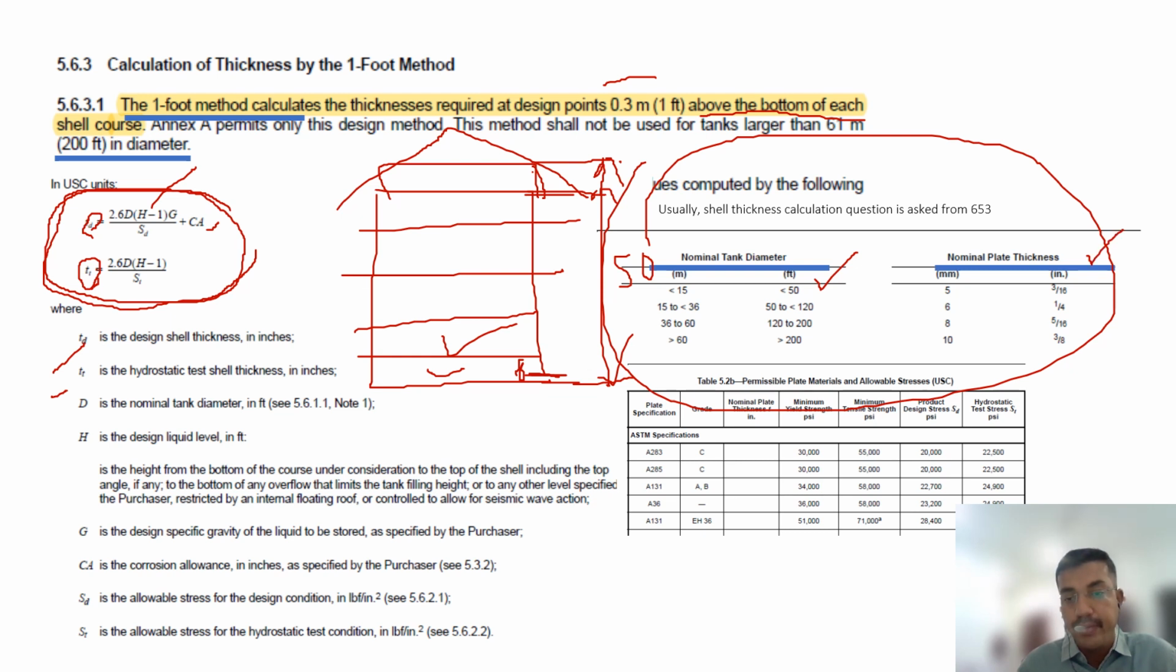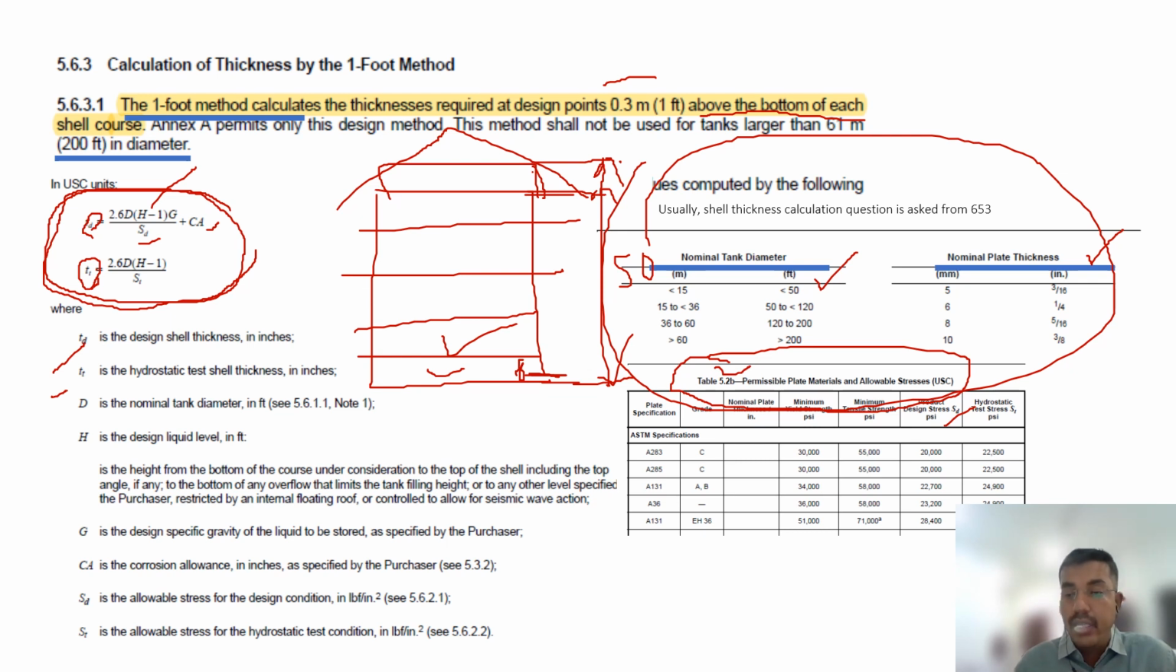Sometimes it asks for the group number, and that is where you will find these SD values. For the SD value you have to go to Table 5.2.b. We will check this one in 653. Here I think it is not so important for you to do these calculations.